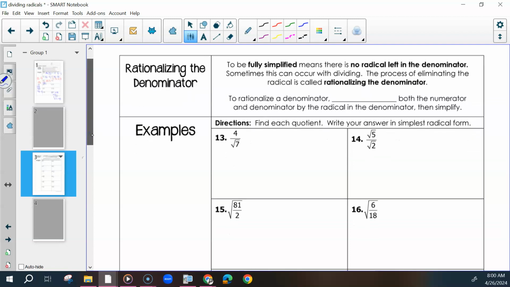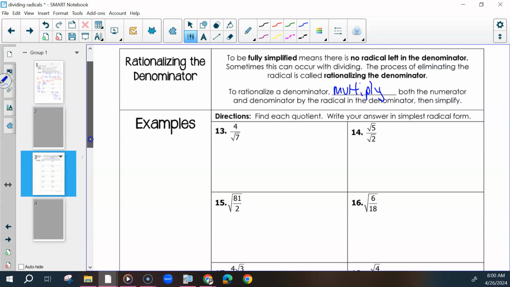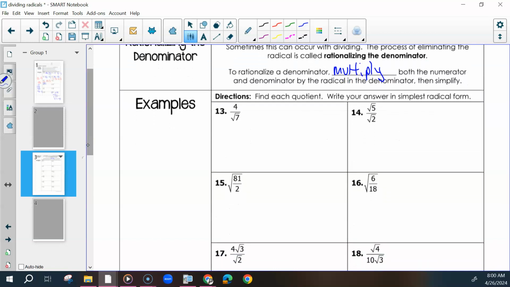Okay, so we talked about this, but there's the actual definition and how you do it. Multiply both the numerator and denominator by the radical in the denominator, and then simplify. So some of the previous ones, depending on how you did it, you didn't have to rationalize, but these ones you should be rationalizing.